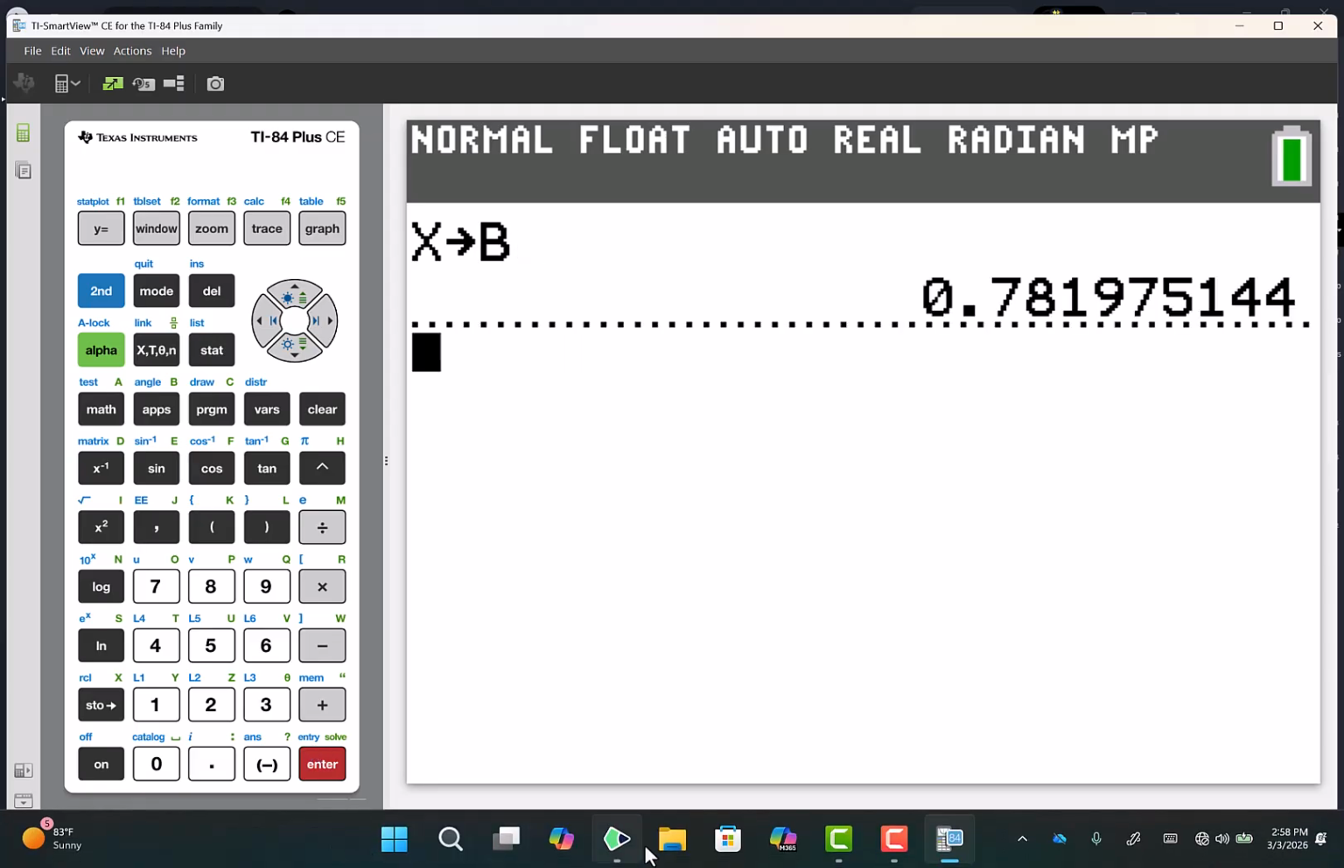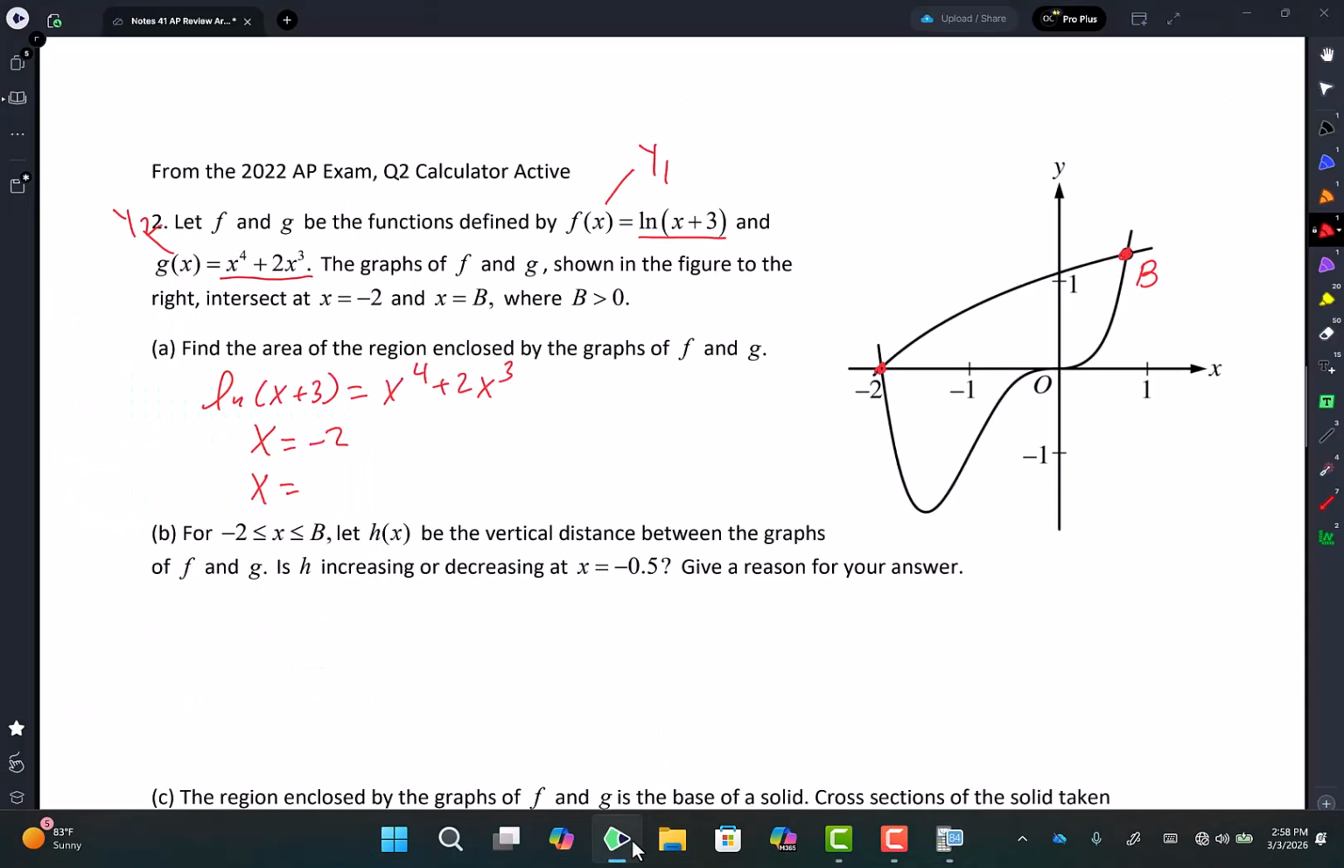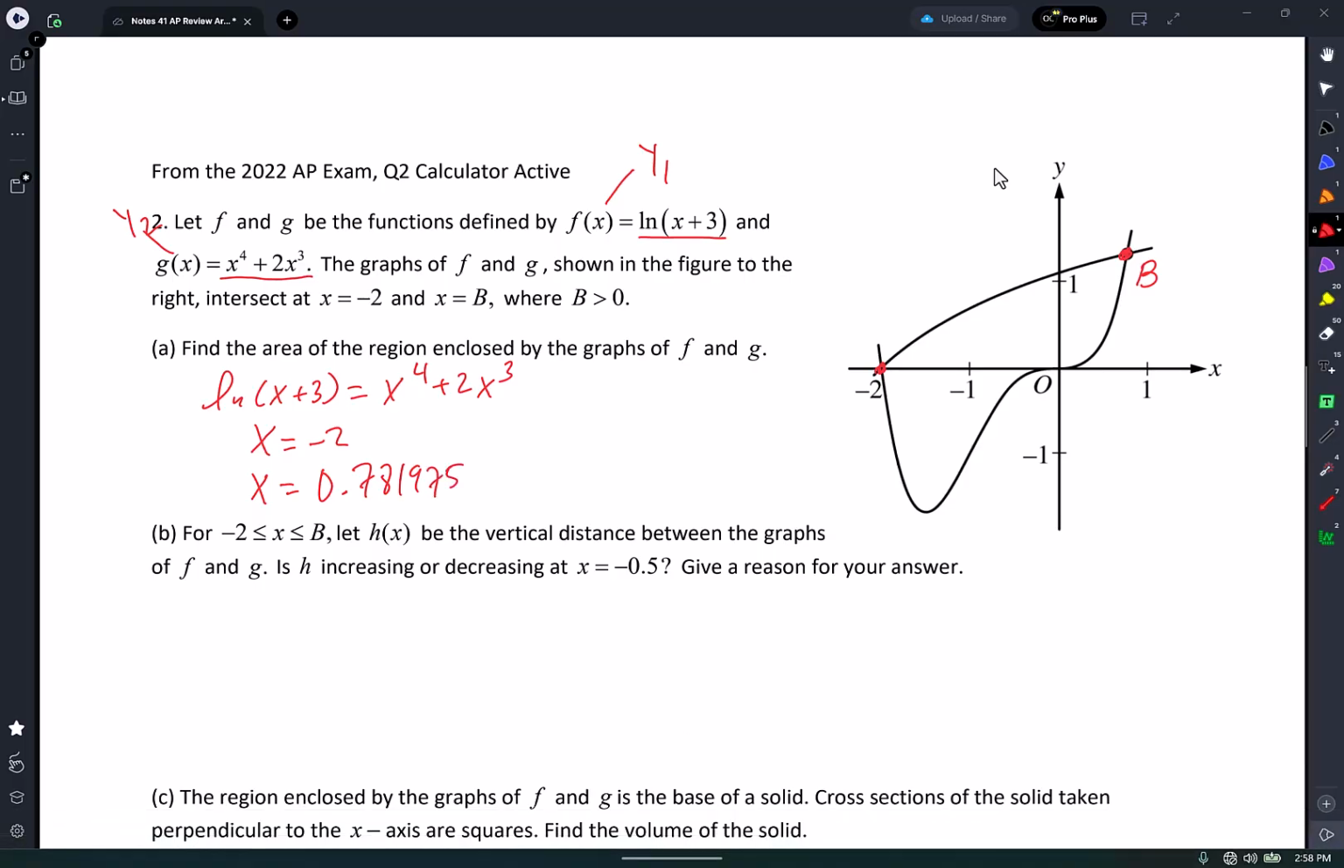So I'm going to come over here, 0.78197. I like to write as many digits as possible. 0.7819. Give me more. 7514. And because they stored it into B, see how it says B? I'm just going to go equals B. This time it's perfectly fine saying equals. You can probably even use arrows. All right, here we go.